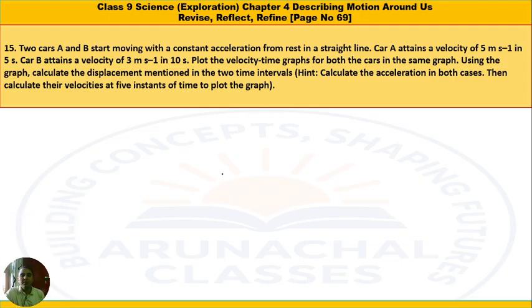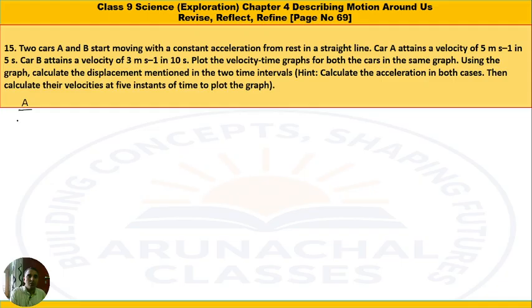Here the hint is given. Calculate the acceleration in both the cases and then calculate the velocities at 5 instants of time to plot the graph. So here we have car A. Car A attains a velocity.